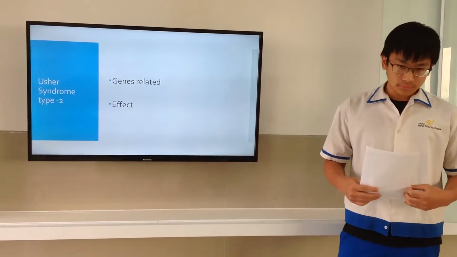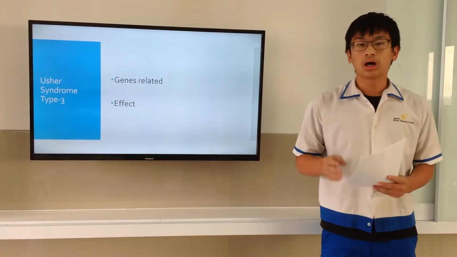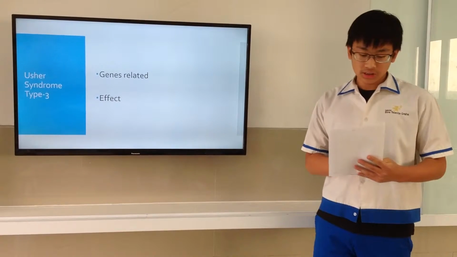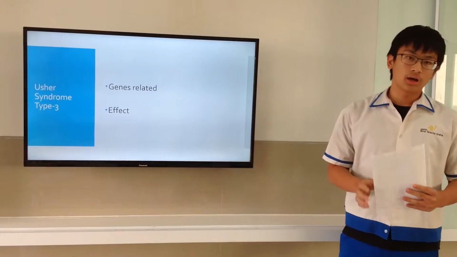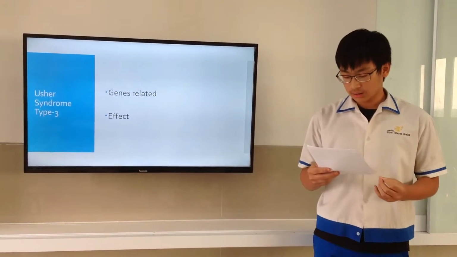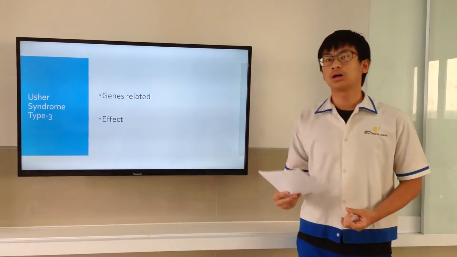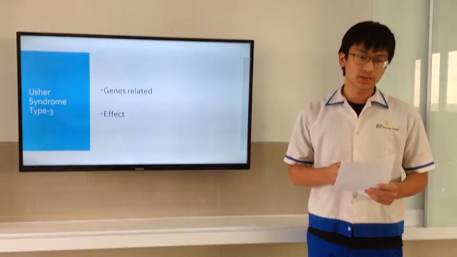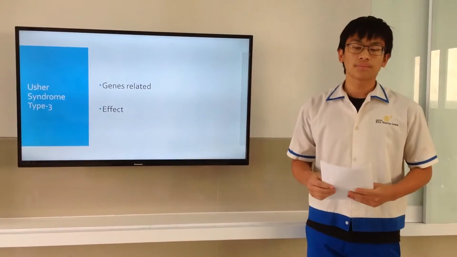And this is type 3. During type 3, the gene involved is only one gene, and it is USH3A. It affects the user with gradual eye and hearing degeneration. So from early childhood to late 40s or in late adulthood, you may still experience degeneration of visual and hearing impairment.